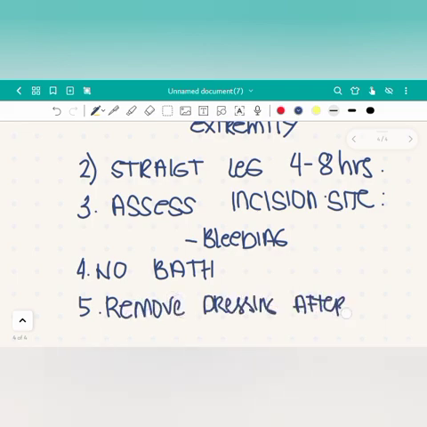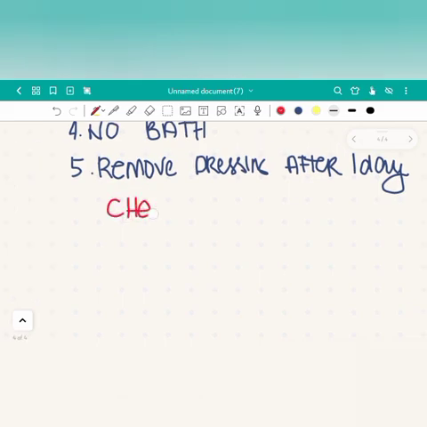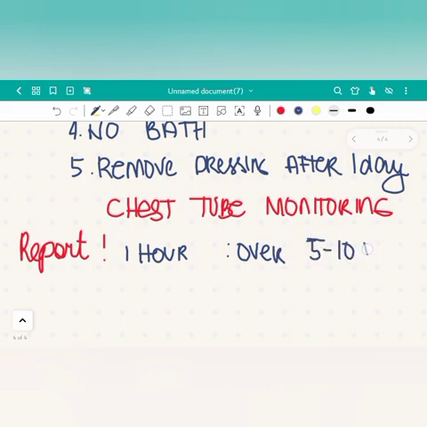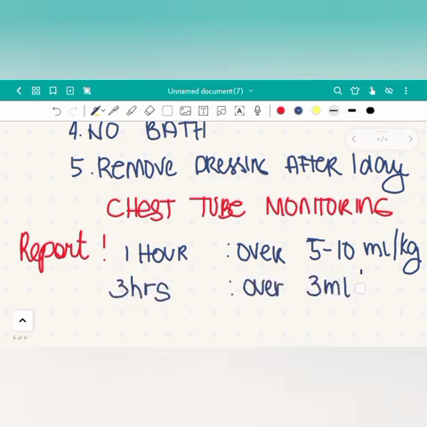So second one is chest tube monitoring. So here's the chest tube monitoring. I will not elaborate further, but we will be focusing on what to report during chest tube. Okay, so we should report in 1 hour if the output is more than 5 to 10 ml per kilogram, and if in 3 hours, more than 3 ml per kilogram per hour. So, bakit kailangan natin siyang i-report? Because it may indicate severe bleeding and cardiac tamponade.